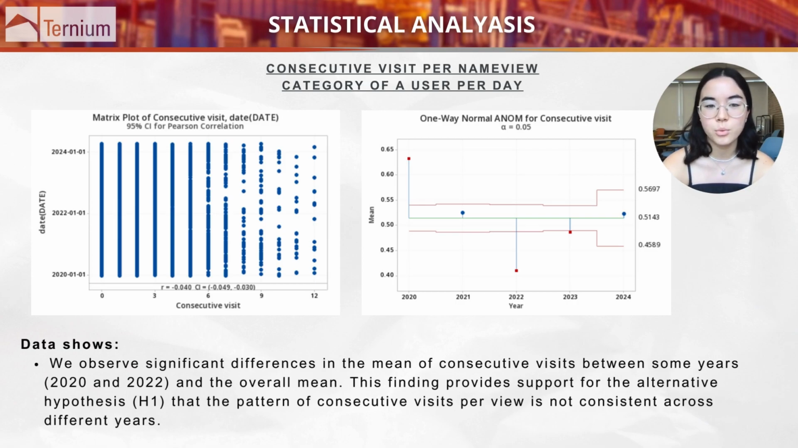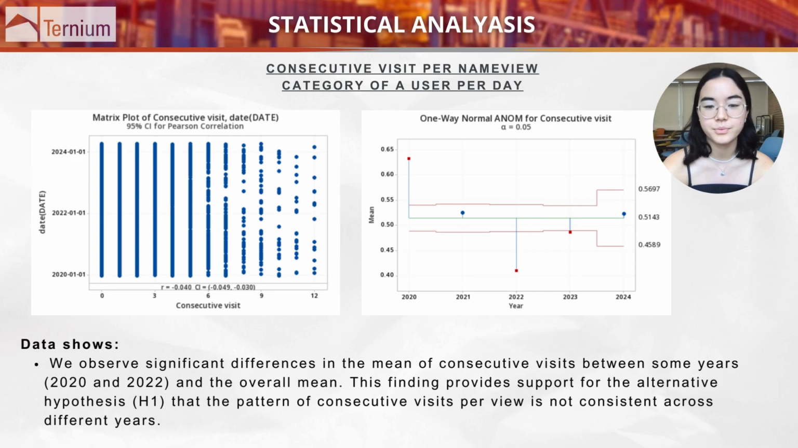In the year 2021, the mean appears to be within the acceptable range, close to the overall mean. In the year 2022, the mean is significantly lower, as indicated by the red dot below the lower decision limit. In the year 2023, the mean is within the normal range, close to the overall mean. And in the year 2024, the mean is close to the upper decision limit but still within the normal range.